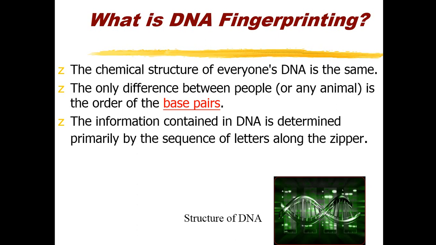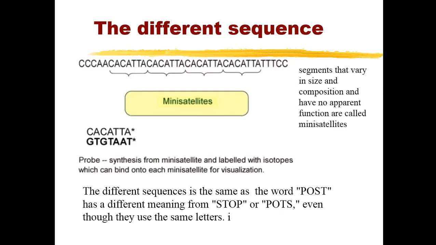Now, the chemical structure of the DNA for every individual is the same. The only difference between people lies in the order of base pairs. The base pair sequences are different, while the chemical structure of DNA is the same. The information contained in DNA is determined by the sequence of letters along the zipper.